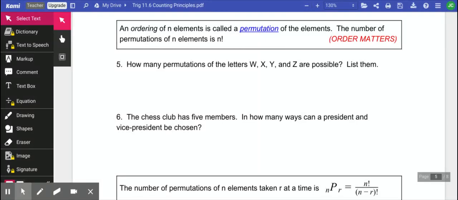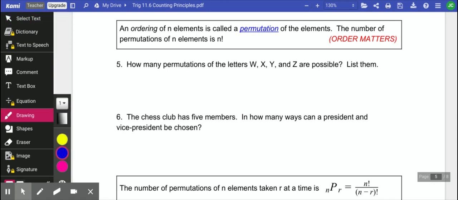So if we want to take n elements and put them in an order, we call this a permutation. And the number of permutations of n elements is n factorial. So with permutations, order matters. I want you to think about permutations as in like places.